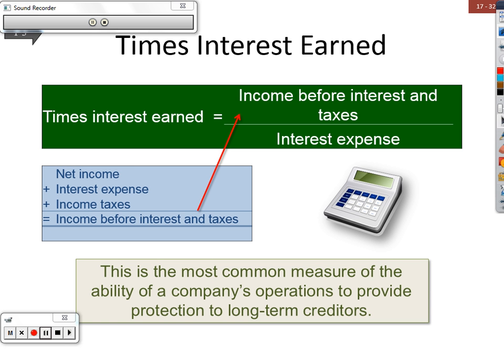So we want to look at net income, and we want to add in any kind of interest expenses and also add in any income taxes. Because think about it, you probably got that loan before you had to pay any kind of taxes on your sales or your revenues for the business, right?